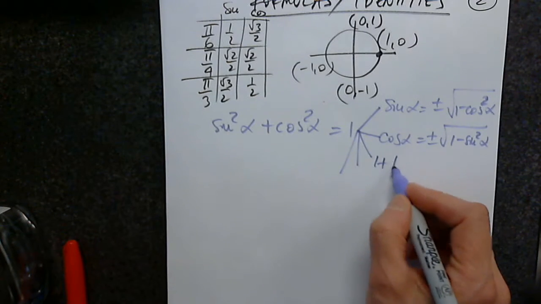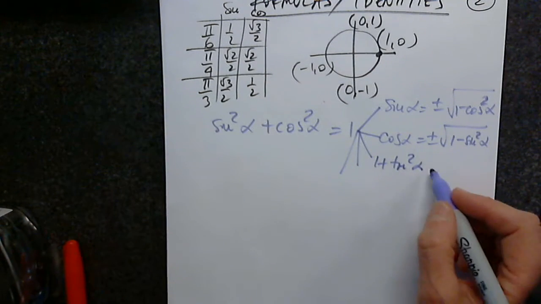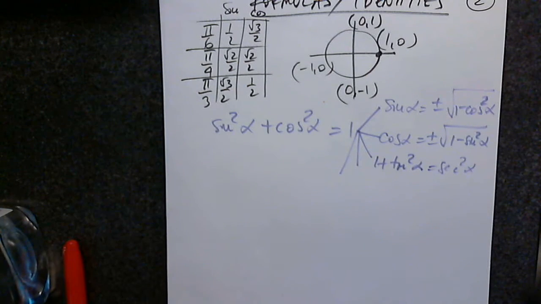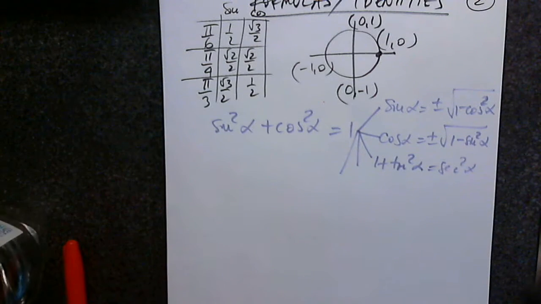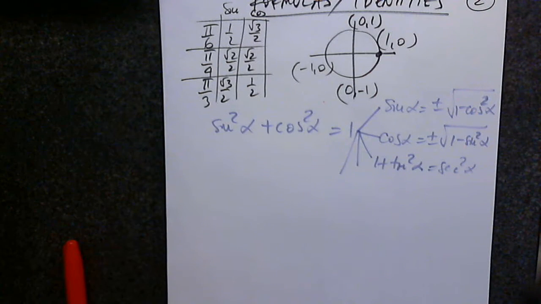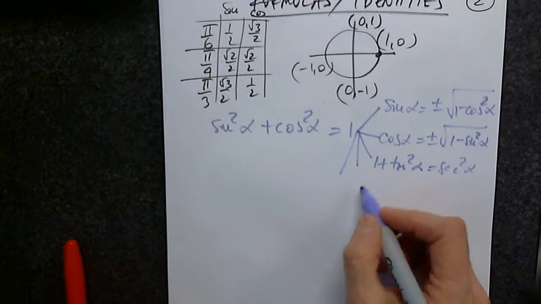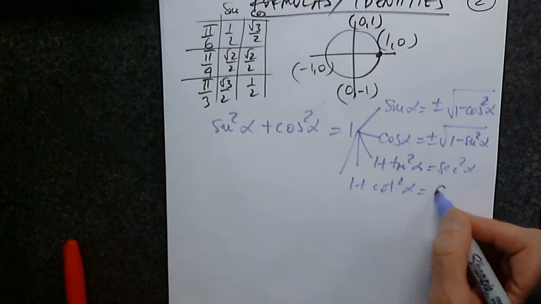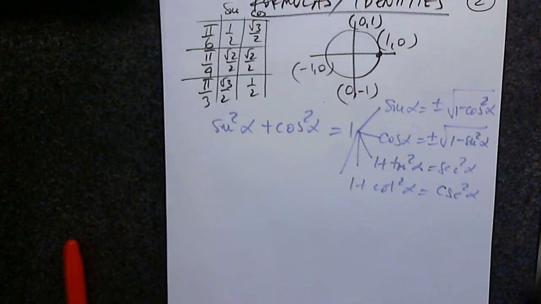So we have 1 plus tangent squared. Tangent always goes with secant. If you remember this, the fact that tangent and secant go together, you will remember the derivative of tangent in the next class, which is secant squared, by the way. Which will be the rate of change of tangent at any point where it exists. And then 1 plus cotangent squared alpha equals cosecant squared alpha. If you remember that cotangent and cosecant go together, again, it will help you in the next class.